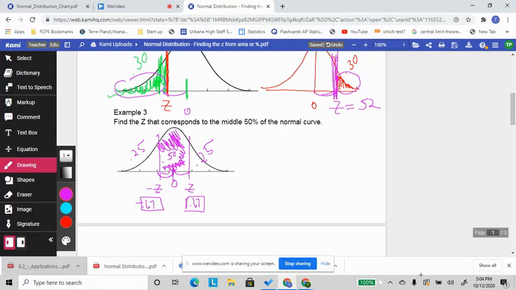This is 0. This is the distance from 0. How many standard deviations you're adding from 0? This went up 0.67. This went down 0.67. Right, so that's why we get the middle 50%.